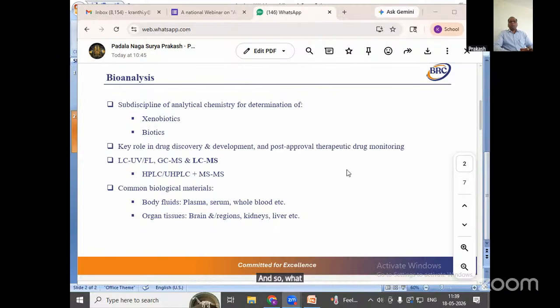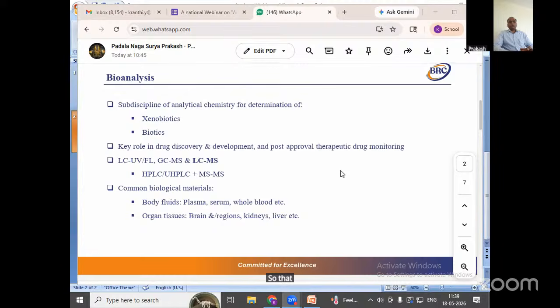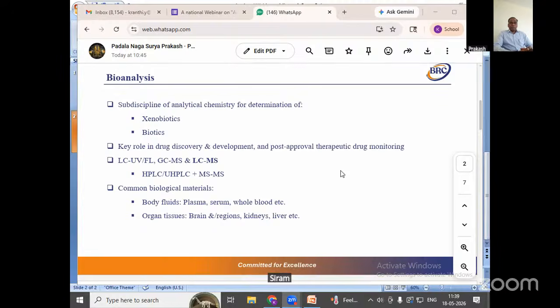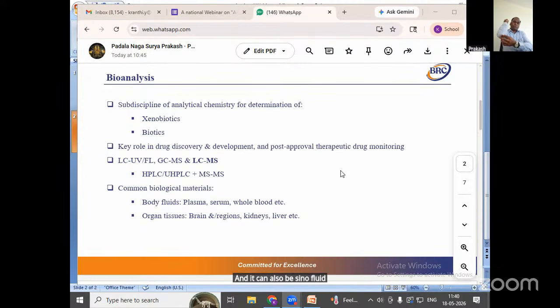And so, what are the common biological materials that are used to measure any therapeutic compound? That can be broadly categorized into two: body fluids and organ tissues. Body fluids range all the way from whole blood, plasma, serum. It can be urine, tears, which come from your eyes, saliva, the gingival crevicular fluid, which is taken from the gum, and it can also be synovial fluid, which is present in the joints.